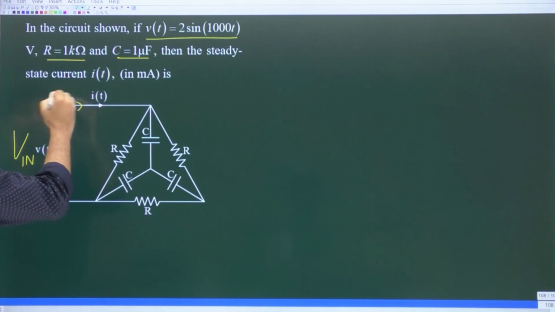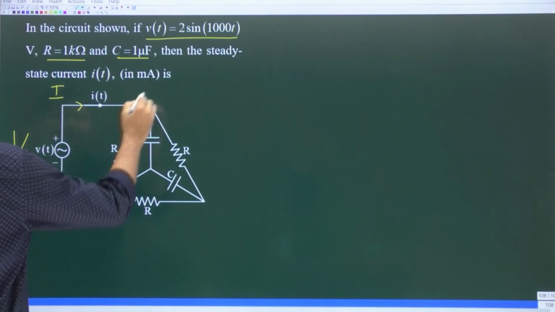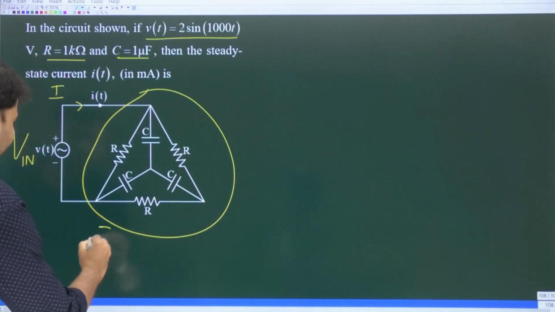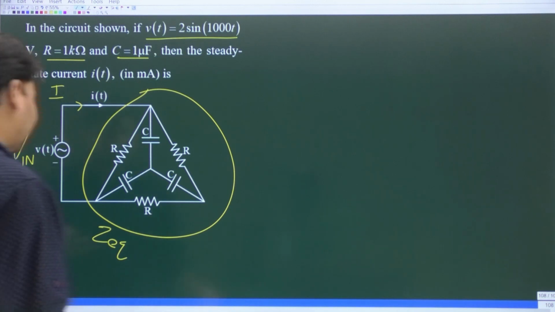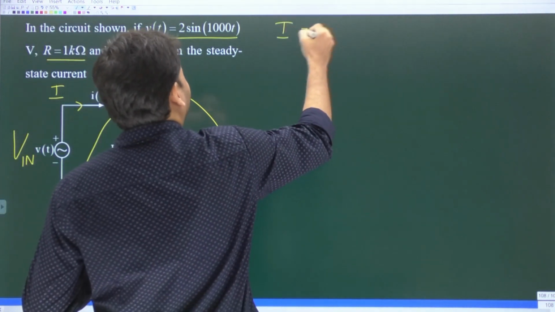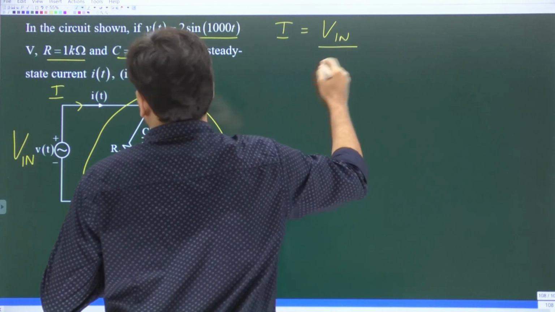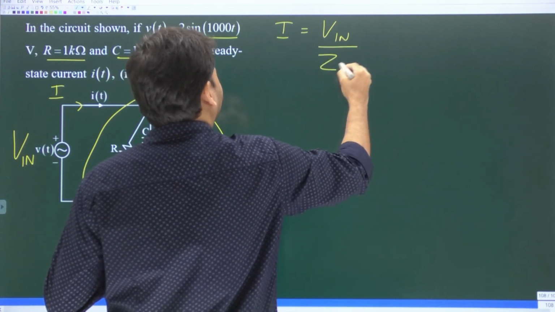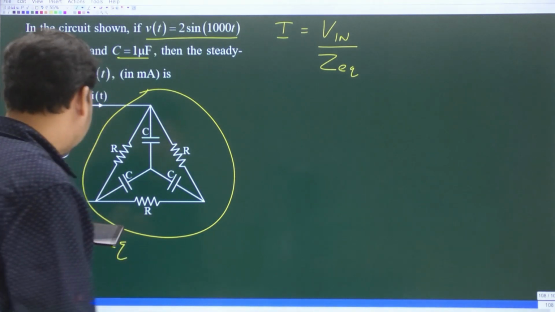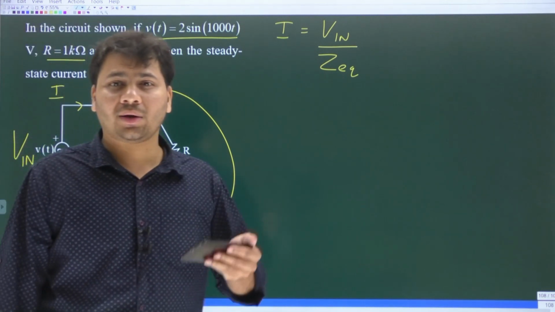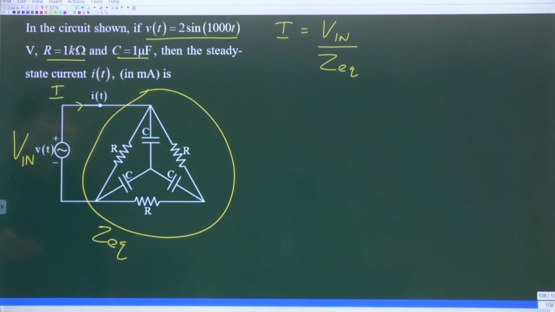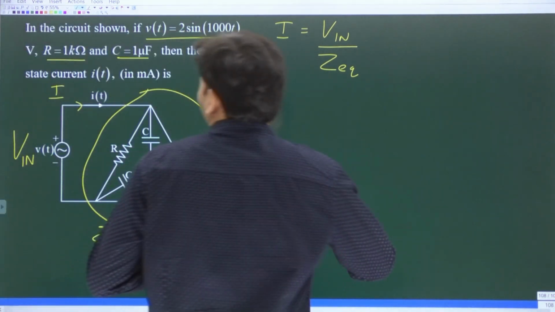Again, this i of t in the phasor domain will become capital I. It's all about finding the equivalent impedance of this network. Once you find the equivalent impedance, capital I is going to be the phasor input voltage divided by the equivalent impedance. So it's a problem on finding equivalent impedance. Okay, let us do it.